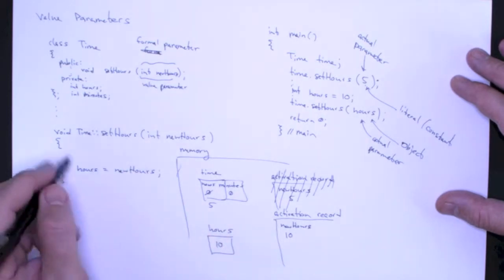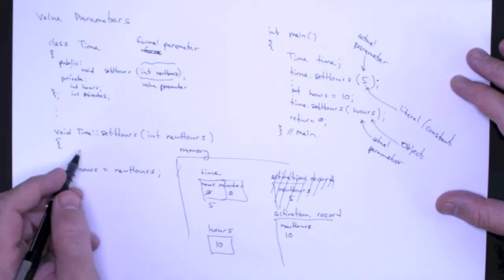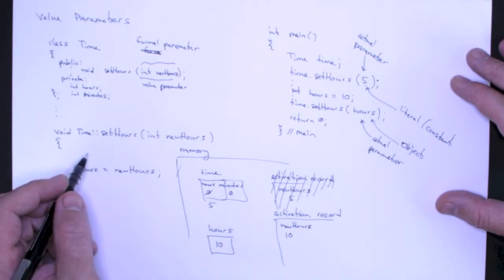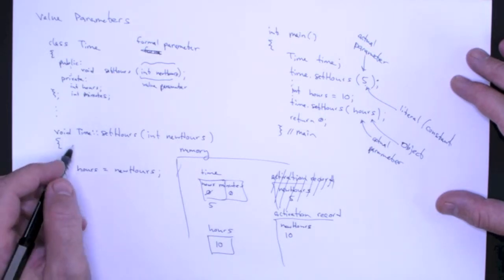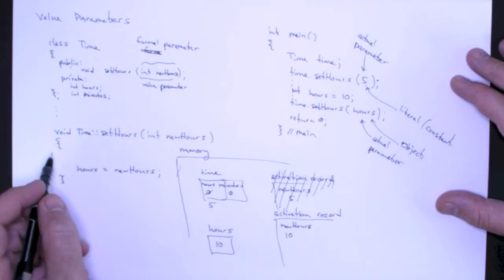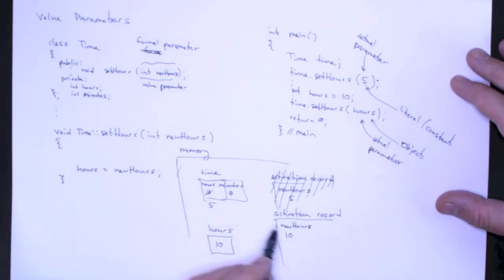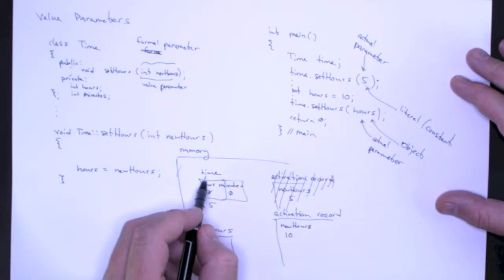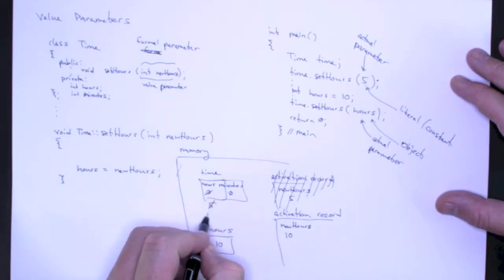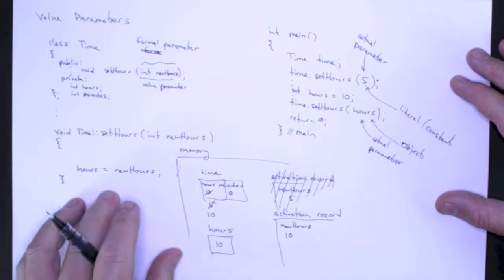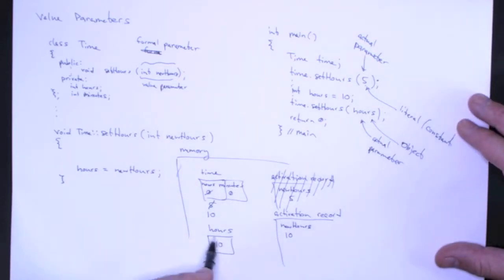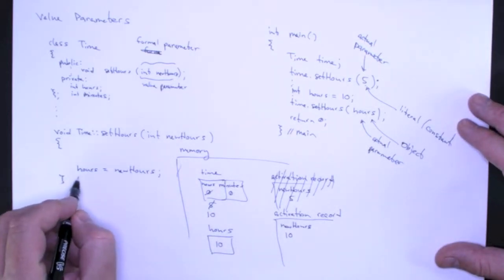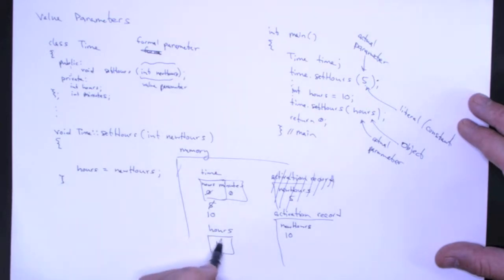And new hours in this method body acts as if it were a local variable. I mean, it is local to this block. So now I can assign new hours to the private data member hours. Just like this. But the important thing here is that at this point in execution, after I make this assignment, I actually have 3 copies of 10, and they're all different, and that's very important to understand.